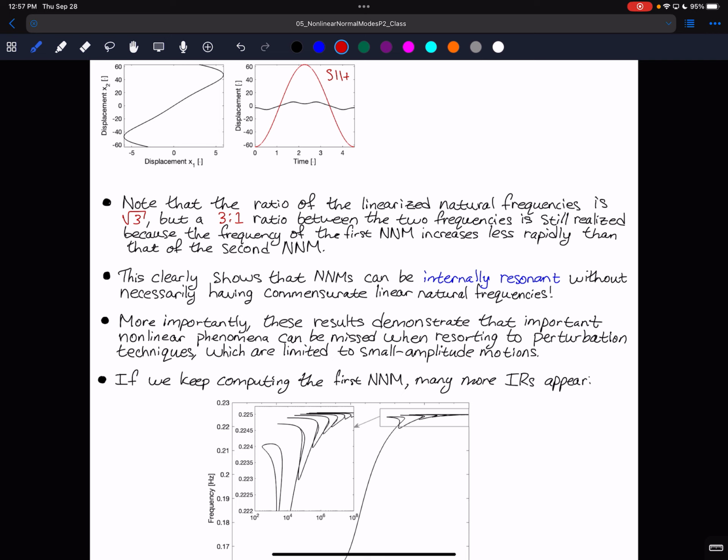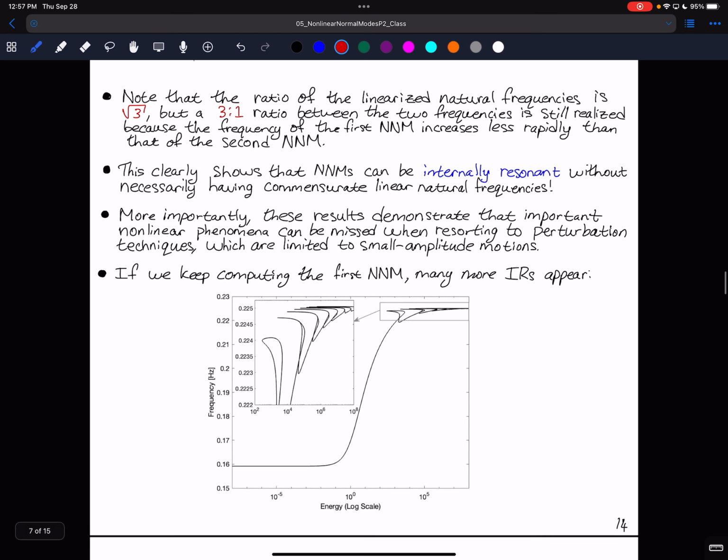So let's imagine we had a weak nonlinearity, and you were to apply the method of multiple scales. You would find that this 3 to 1 internal resonance doesn't exist, because the linearized frequencies don't have that ratio; their ratio is square root of 3. And so that is why things like the method of complexification averaging are so useful for studying strongly nonlinear systems. And if you keep computing that first NNM, you end up with many, many more internal resonances. So this plot I produced using the continuation toolbox that they produced in the paper that I cited.